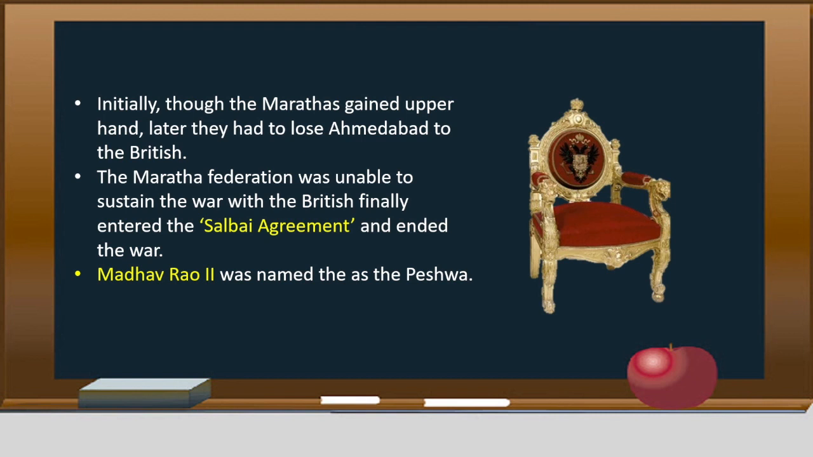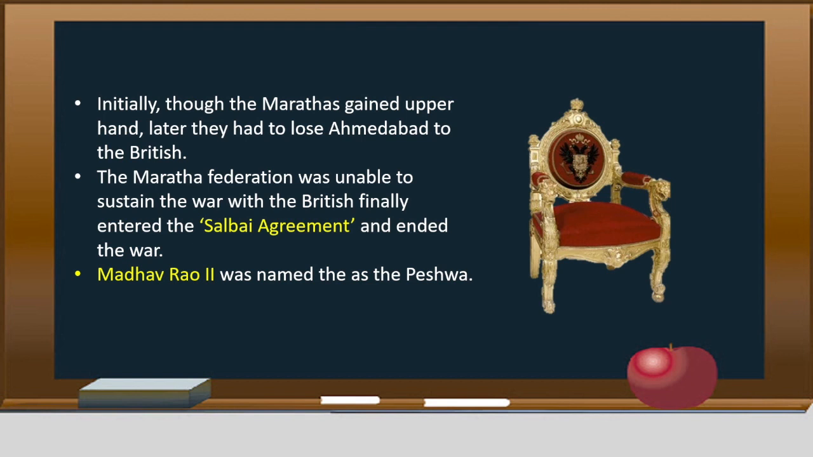In the beginning, the Marathas gained the upper hand, but as the war progressed, they had to lose Ahmedabad to the British. The Maratha Federation was unable to sustain the war with the British. The British proved to be very strong as the war progressed. And finally, the Marathas entered into the Salabai Agreement, and the First Anglo-Maratha War ended.